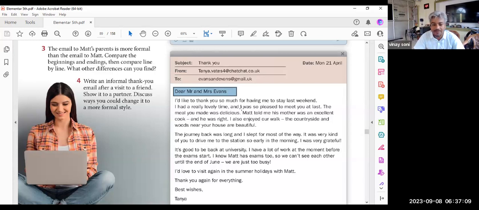अपने घर पे बुलाया। सो हैविंग मी टू स्टे आपने इनवाइट किया मुझे रहने के लिए। सो आई वुड लाइक टू थैंक यू सो मच फॉर हैविंग मी टू स्टे। हाँ हैविंग मी की जगह आप इनवाइटिंग मी भी कर सकते हो। प्लीज ट्राई एंड अंडरस्टैंड। I would like to thank you so much for inviting me to stay last weekend. Sounds good? So in having me means inviting me.